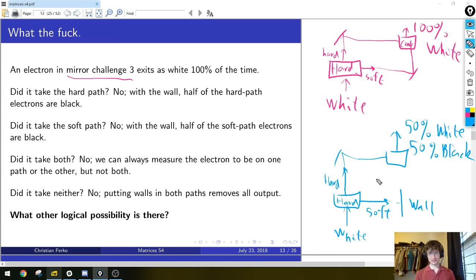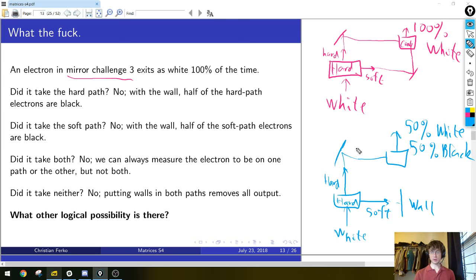I've got a question. What if your wall buddy reflects half of them? If he reflects, sends them up into this box, you're saying? Yeah, if the wall guy puts a mirror here, so it sends these soft electrons up into this box, then it goes back to being 100% white. But what if he can alternate them? Like one electron, it's reflected, the next one, it's stopped.